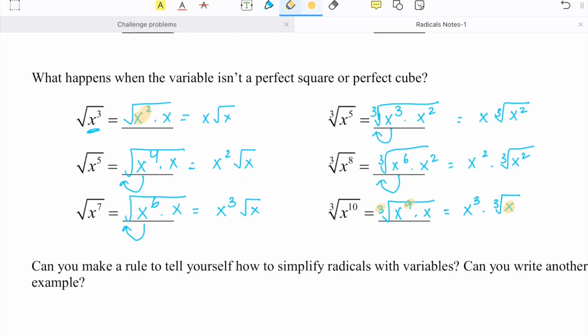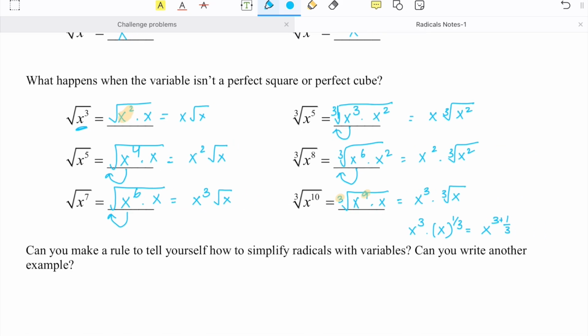No. Hmm, because it's x to the power of 3 times x to the power of 1/3, right? Bases are same, powers get added because it's multiplying, so it wouldn't be the same. What's 3 plus 1/3? Hmm? 3.3 repeated. Okay.